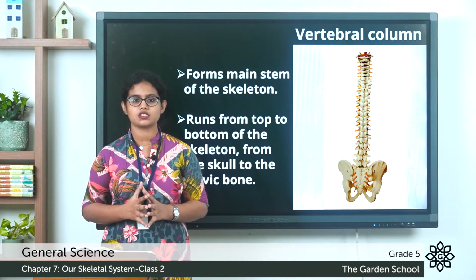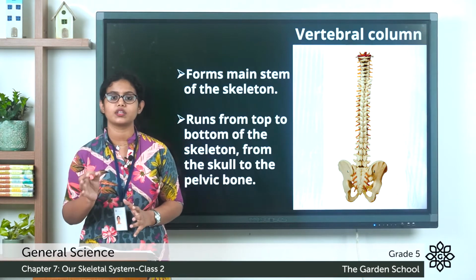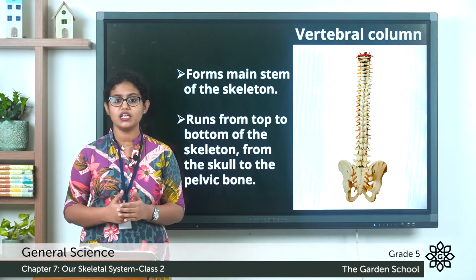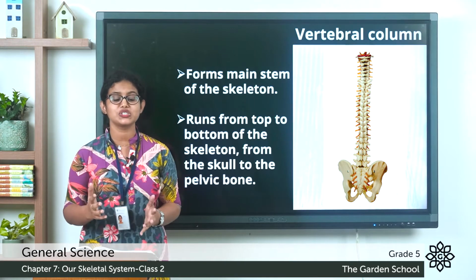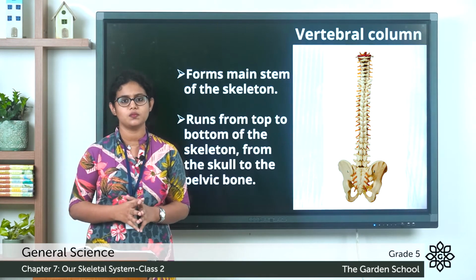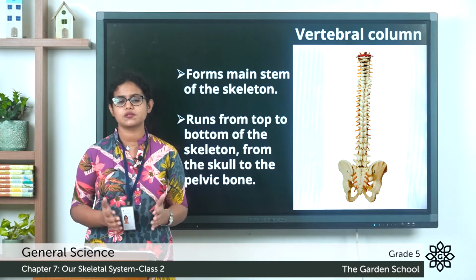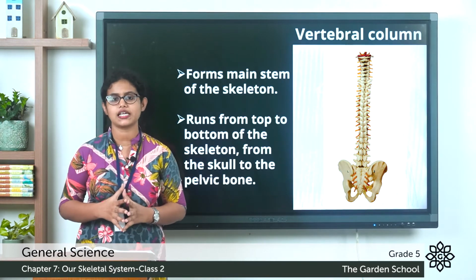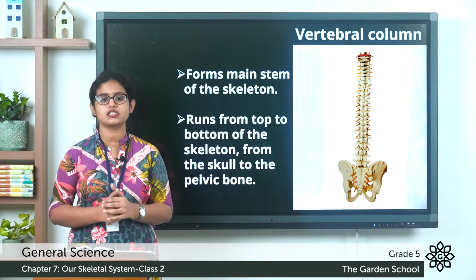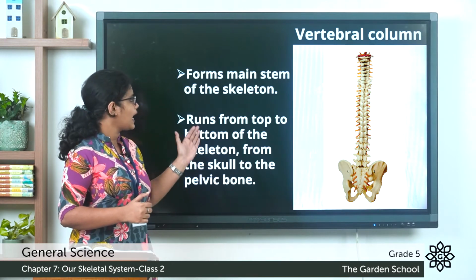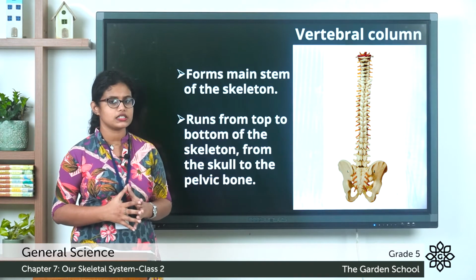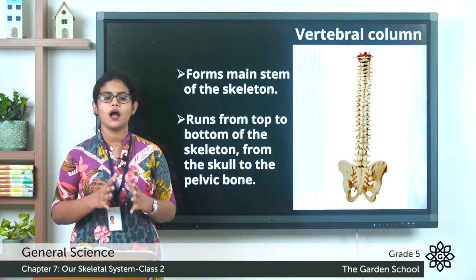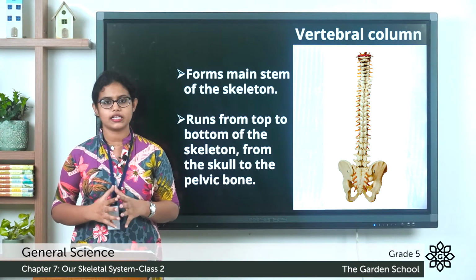Coming to the next part, that is the vertebral column or the backbone. Have you ever felt a long structure running from your neck to your back? That is your backbone or the vertebral column. The vertebral column is also called the spinal column. It forms the main stem of the skeletal system. It runs from top to bottom of the skeleton, from the skull to the pelvic bone. The pelvic bone is situated between the abdomen and the legs.